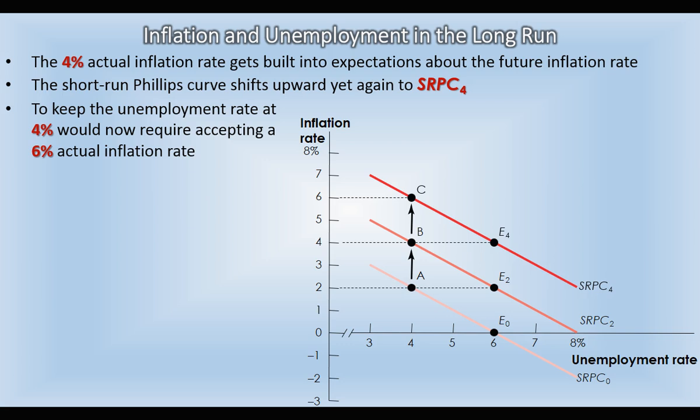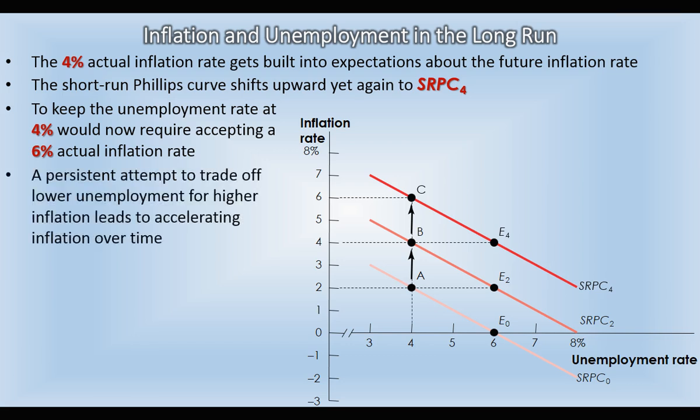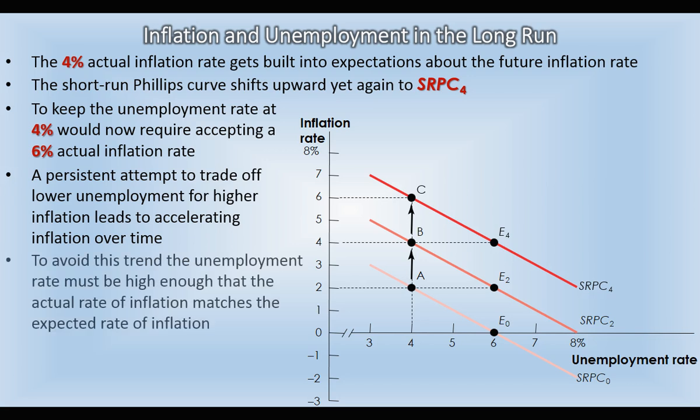So there is inflation, and because there's inflation, in order to try to keep the unemployment at a certain point, people are going to expect more inflation, which will then drive policy to keep unemployment at that same level, which will then create new expectations about higher inflation, which will then again be absorbed into the process via shifting up of the short-run Phillips curve. So a persistent attempt to trade off lower unemployment for higher inflation leads to accelerating inflation over time.